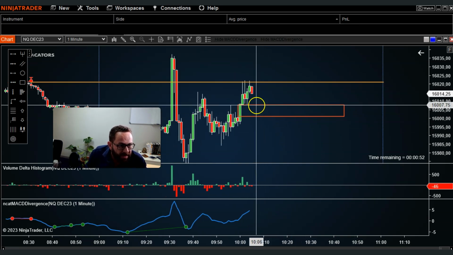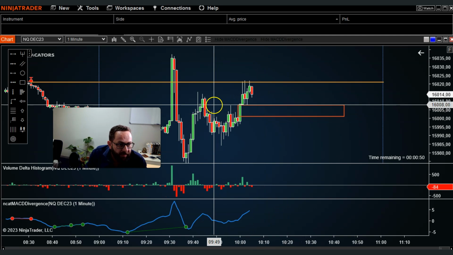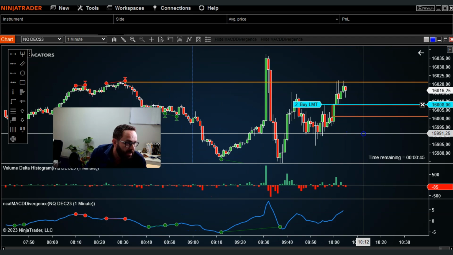I see price already touched that. I see we're getting a little bit of a pullback here. Let's see if I can get it. I'm going to place a buy limit order trading 2 contracts.